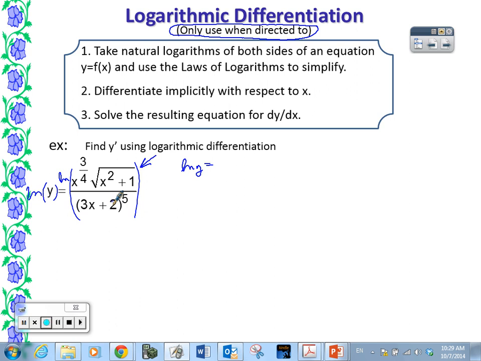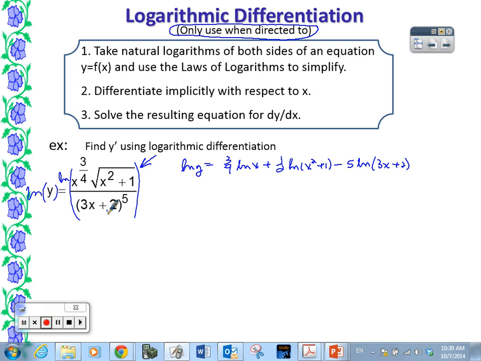So we would have 3/4 natural log x plus 1/2 natural log x squared plus 1 minus 5 natural log 3x plus 2. We're just rewriting. We're not doing derivatives yet. We're just rewriting because we really are trying to avoid doing the derivative of this one straight out.